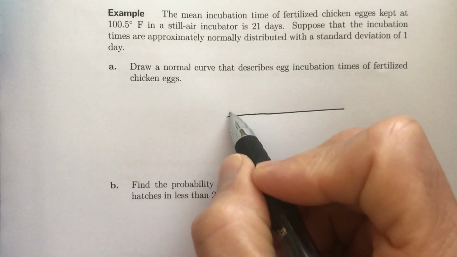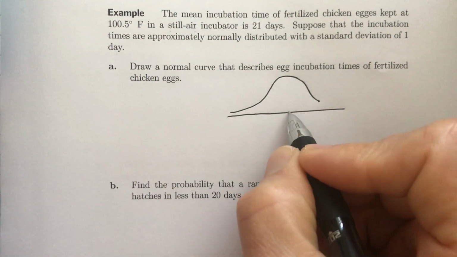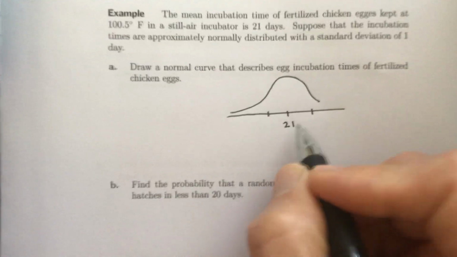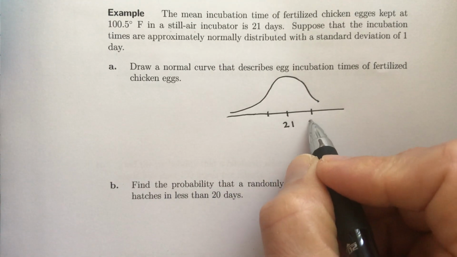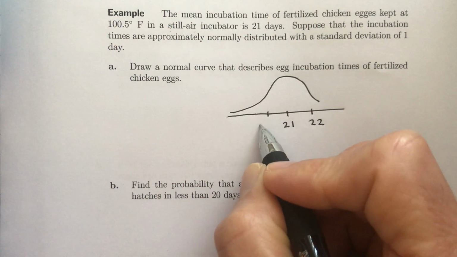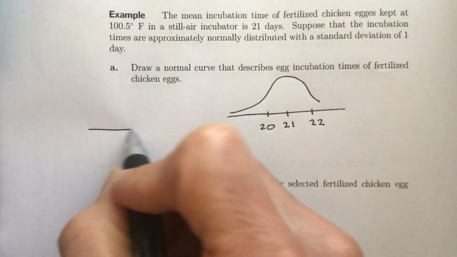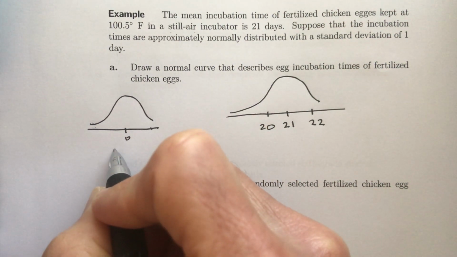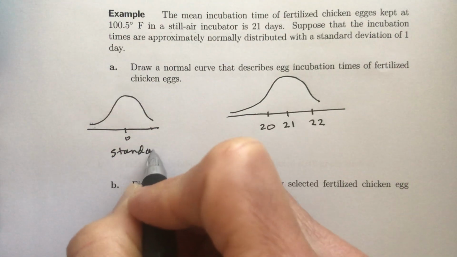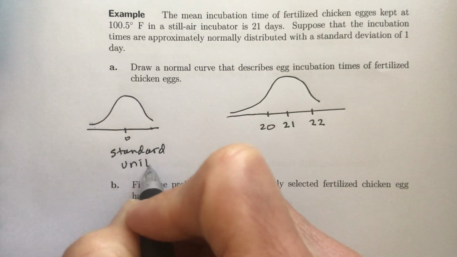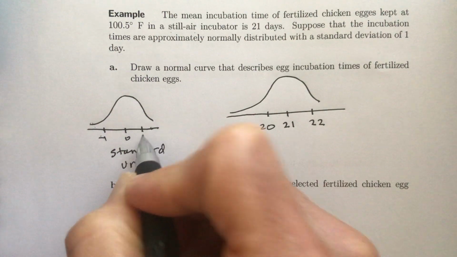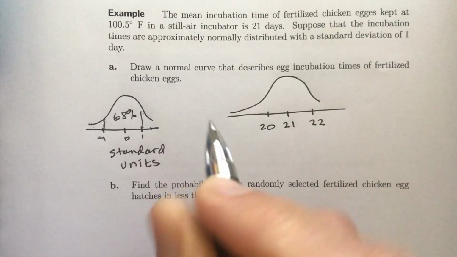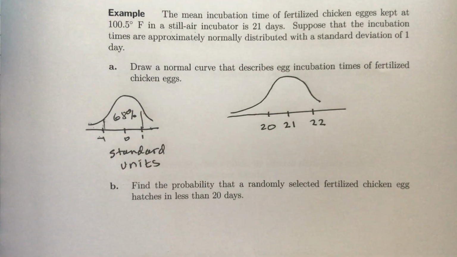If I have a normal curve here, here's 21. The standard deviation is 1, so I can easily add 21 plus 1 and get 22, and 21 subtract 1 and get 20. So remember that in standard units, which are standard deviations, between -1 and 1, I have 68%. Why am I doing that? Where does the 68% come in this problem?